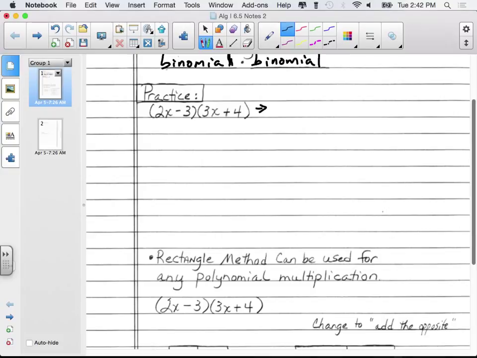So we're going to do that first practice problem. First thing we do is we change any subtraction to add the opposite, right? So do that. Now we're going to FOIL it. So what does F stand for? First. Outer. Inner. Last. Right. Alright, so you guys go ahead and FOIL those binomials.